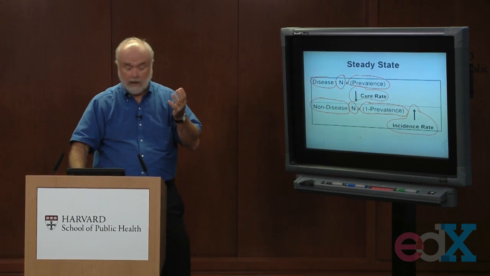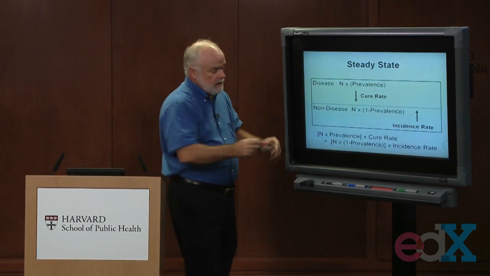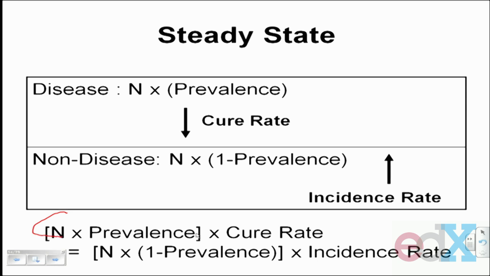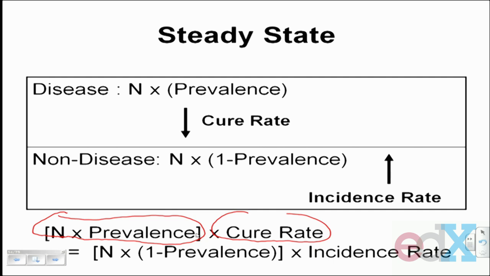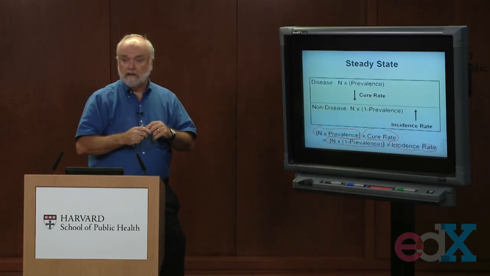We can write down an equation that says the number of people with the disease, n times the prevalence, times the cure rate. That's describing how many people are moving down from the top part of this box to the bottom part of this box. To remain in a steady state, that has to be equal to, balanced by, the number of people moving in the opposite direction, which is the number of non-diseased people, n times 1 minus the prevalence, times the force in the other direction, which is the incidence rate. So that's the starting point of this relationship between incidence and prevalence.